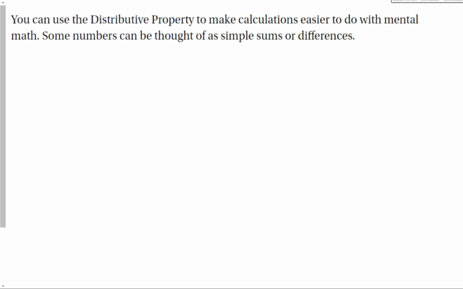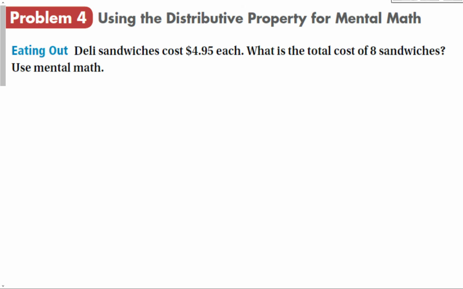Now, we can use the distributive property to make calculations easier to do with mental math. That means without a calculator. Some numbers can be thought of as simple sums and differences. There are some tests that you will take, like the PSAT and the SAT when you finally get there, that will not let you use a calculator. So it is a good idea to be able to do some mental math and to know how we can use the distributive property to make it easier for ourselves.